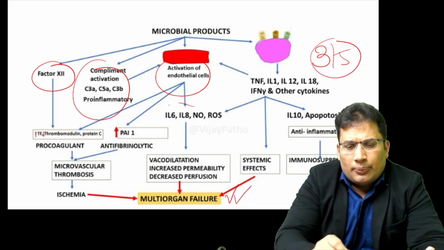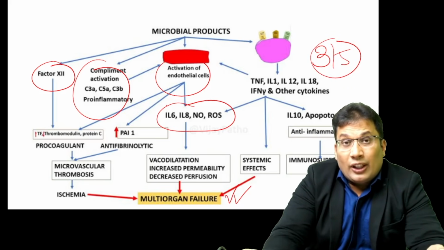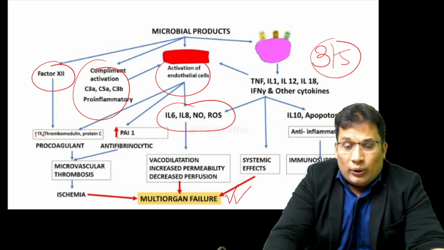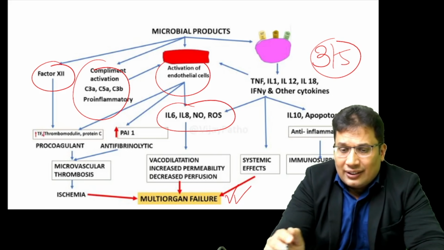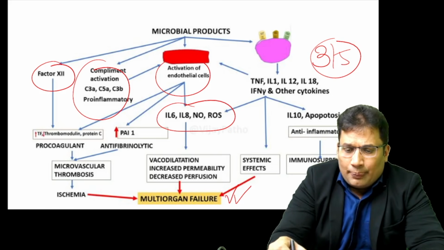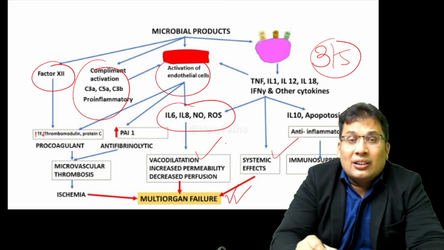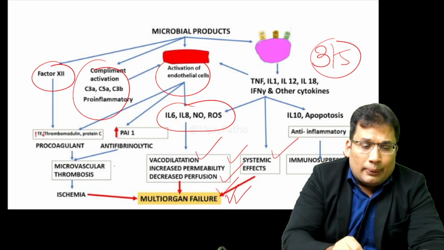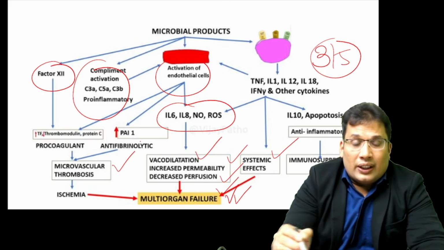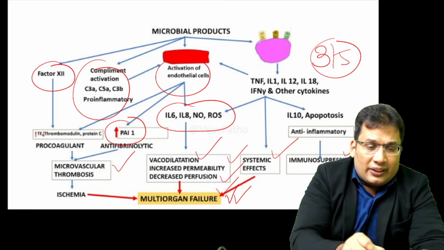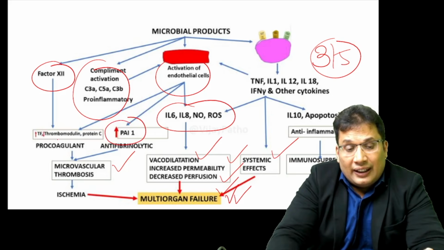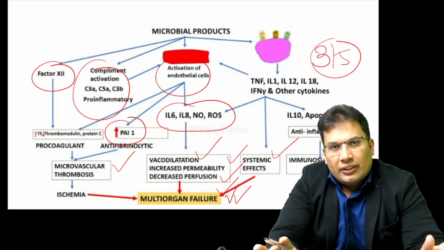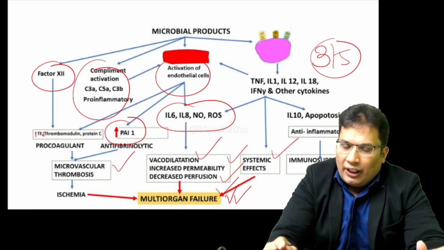You also need to mention the interleukins, interleukin 6, interleukin 8, nitric oxide, and ROS, that is reactive oxygen species. Also the immunosuppression and systemic effects: vasodilation, increased permeability, decreased perfusion, multi-organ failure because of microvascular thrombosis. There will be PAI-1 increase, increased TF, and decreased thrombomodulin and protein C. These points should be there in your answer, and you will get at least 3 out of 5.